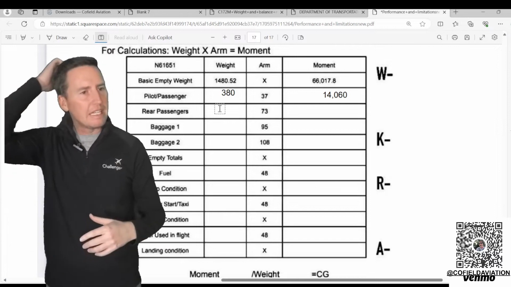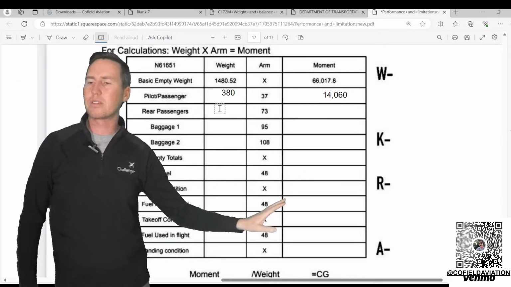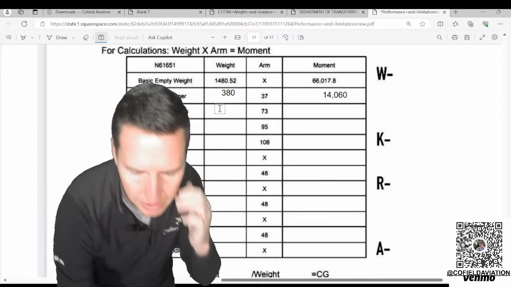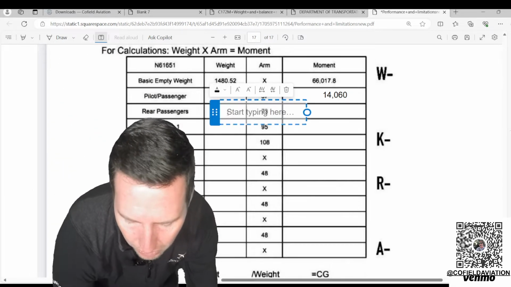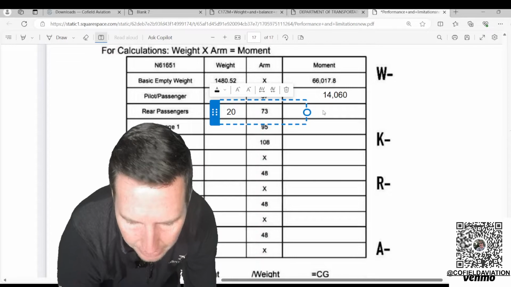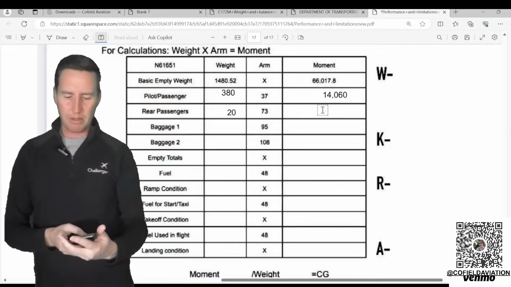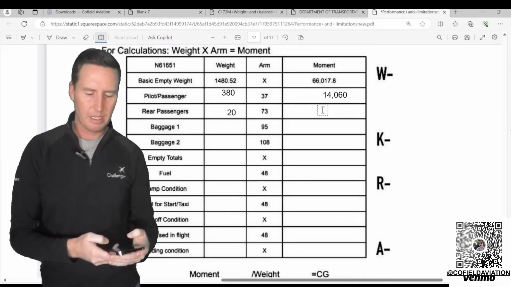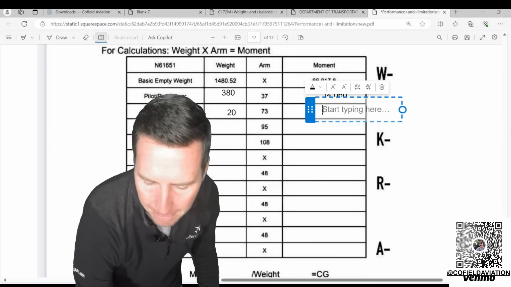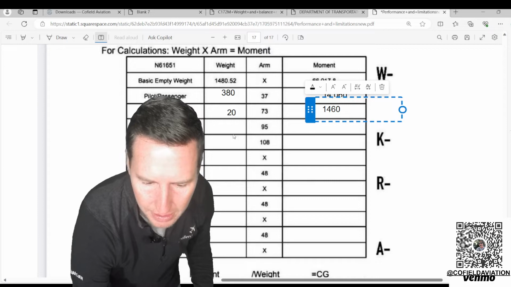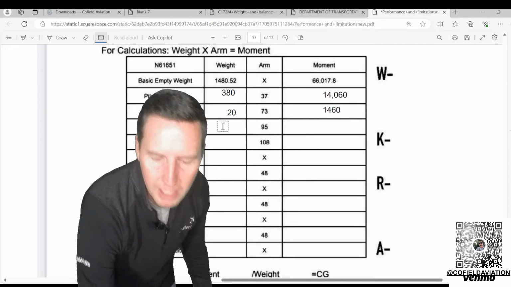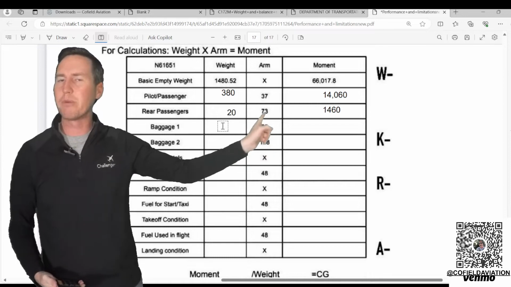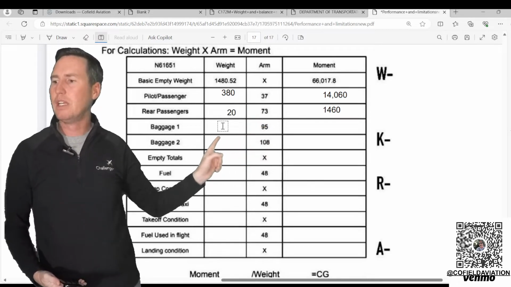We're just going to say maybe we throw our books, maybe you've got your Gleim pilot kit back there. So we're just going to throw like 20 pounds back there. So 20 times 73 is going to be 1460. We're going to put 1460 in there. Baggage number 1. And again, rear passenger, I just did 20 times 73. Remember where we got that number, the weight and balance manual.